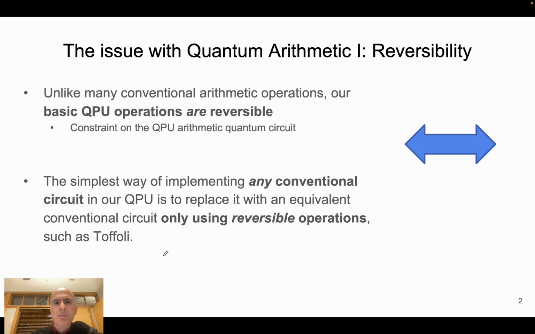Differently from many conventional arithmetic operations that we have in classical computing, our basic QPU operations must be reversible. This is a constraint we have from the fact that we are dealing with quantum systems. So whenever we need to implement a quantum circuit for doing quantum arithmetics, we will have a constraint on the QPU quantum circuit from the fact that we need to ensure that the operation is reversible.